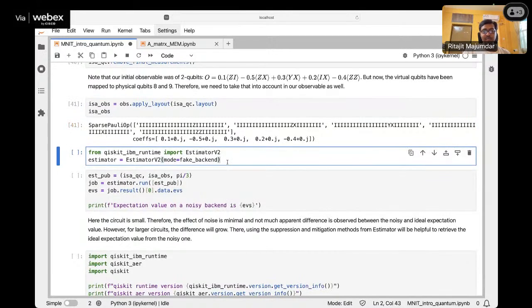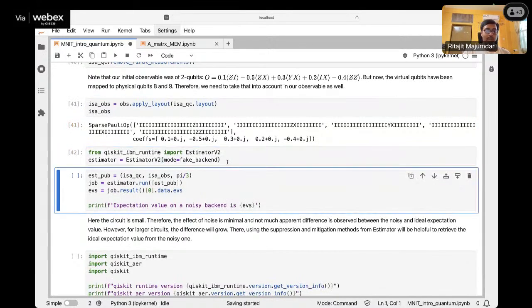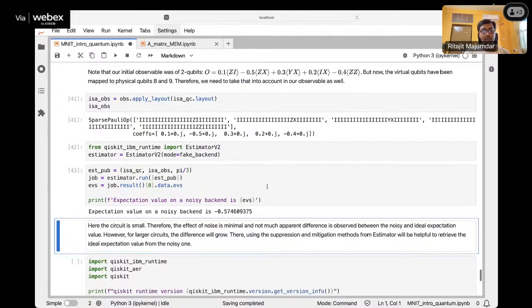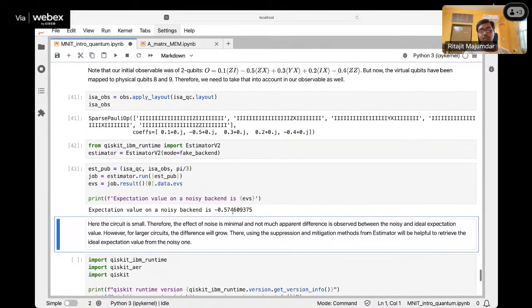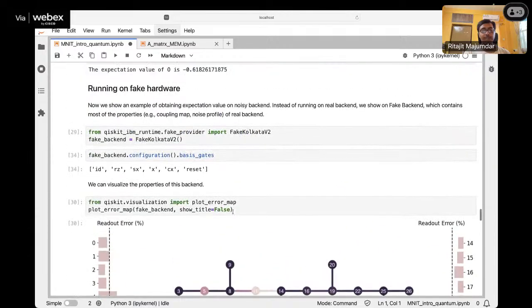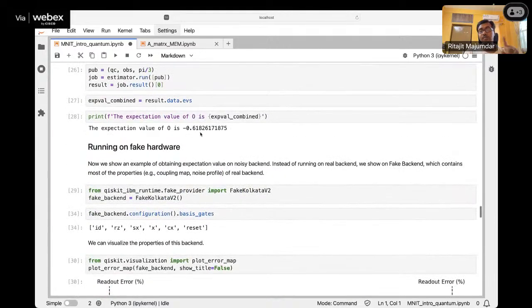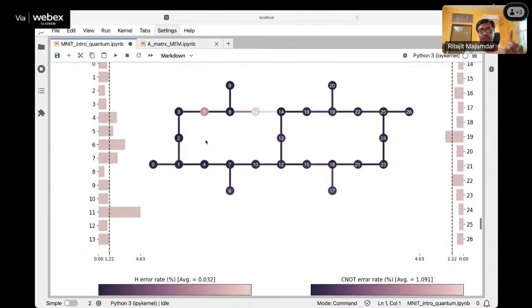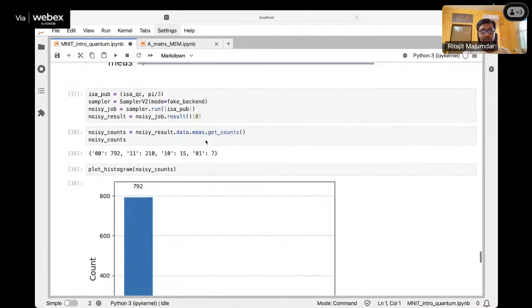So let's go to the estimator and run the expectation value. You see, I get minus 0.57. My actual value was minus 0.62. So we'll just stop with this last one thing.